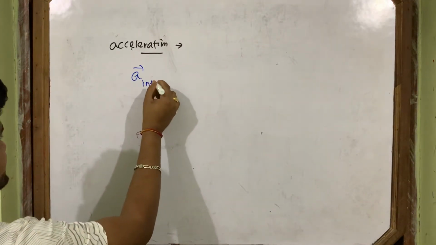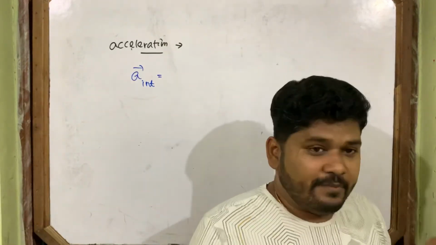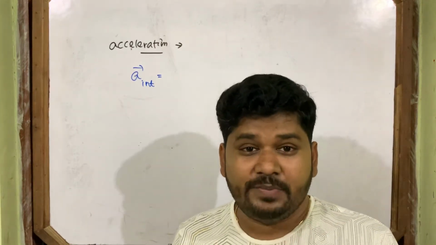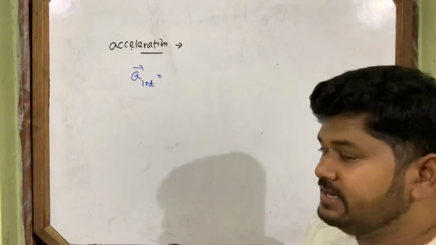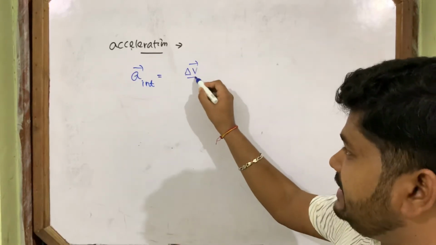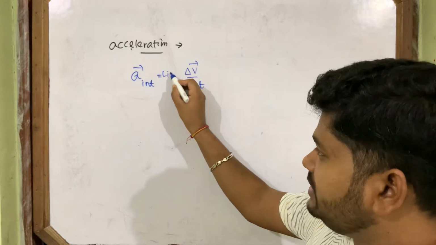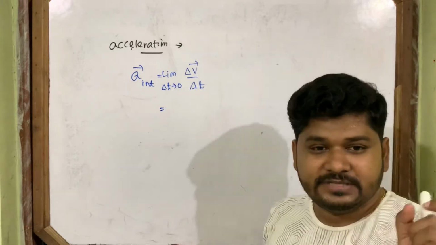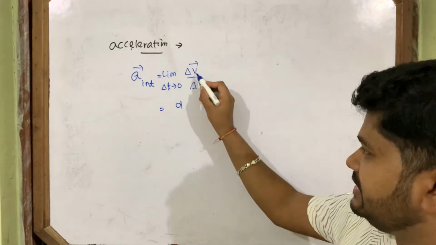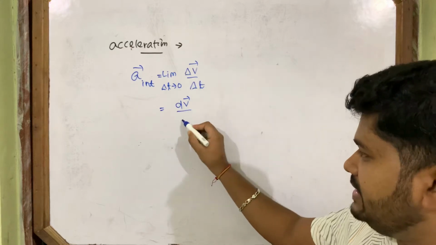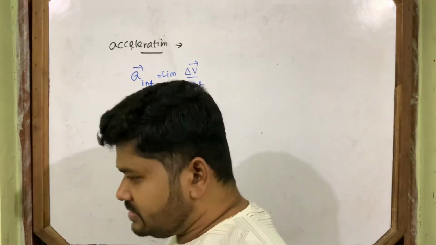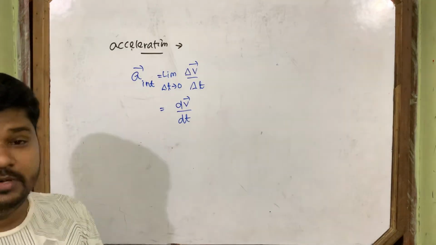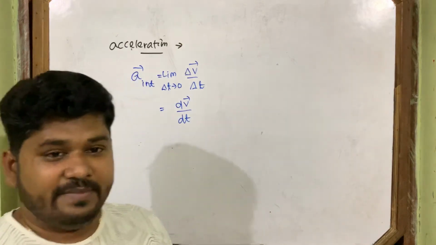Instantaneous acceleration of a body at a particular instant. Same thing, del V by del T, but here we'll use the condition limit del T tends to 0, meaning we'll do it for a very small time, as instantaneous. Del V converts to dV and del T converts to dt. So instantaneous acceleration is equal to the derivative of velocity with respect to time, dV by dt.